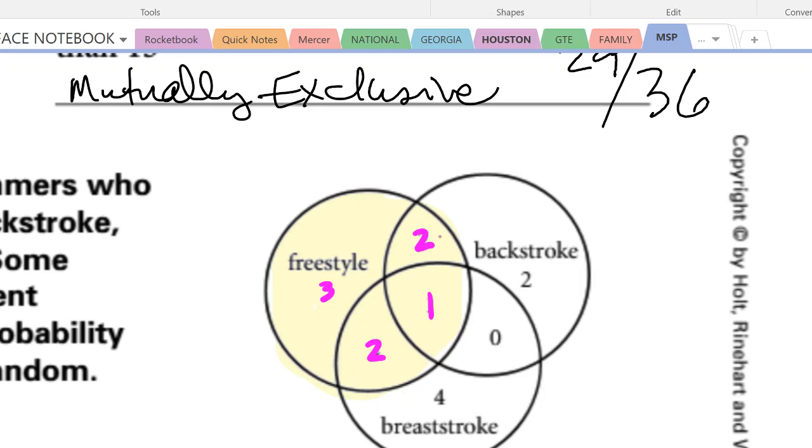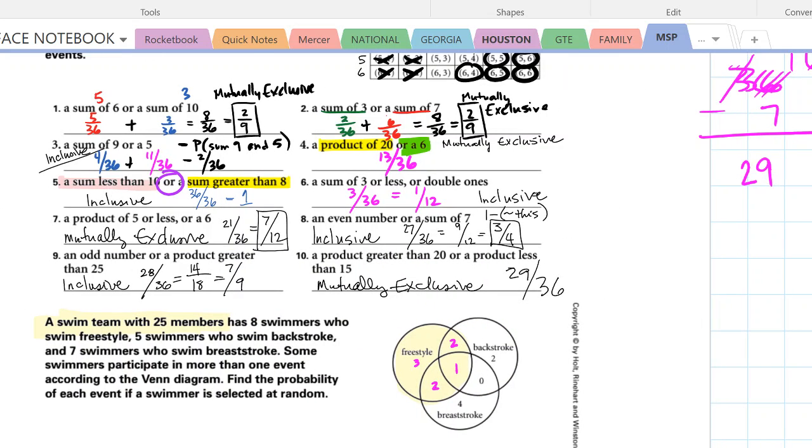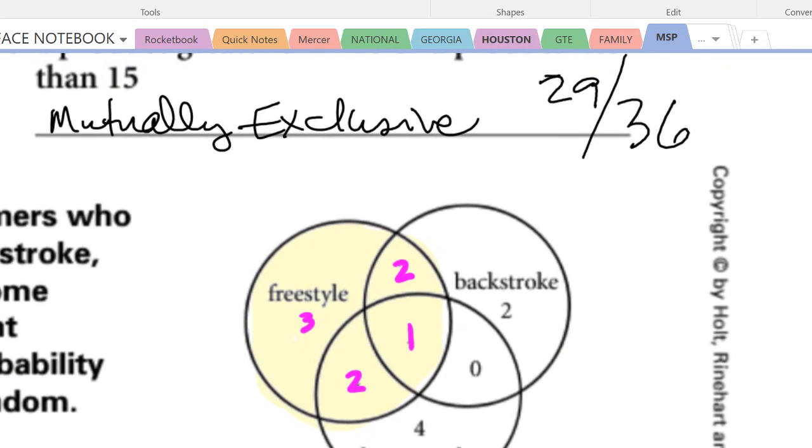Okay, and it tells you there are 5 swimmers who swim the backstroke, and the 2, 4, 5 is correct, and 7 who swim the breaststroke. So it wants you to find the probability of each event that it lists below. But here's something I want to point out to you. If you look at all of these swimmers, it's something that if you're not paying attention, you might miss.